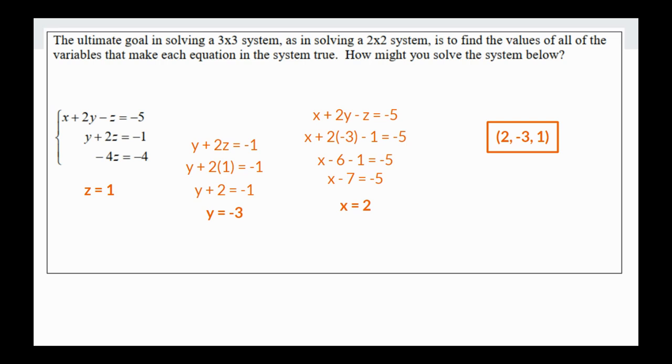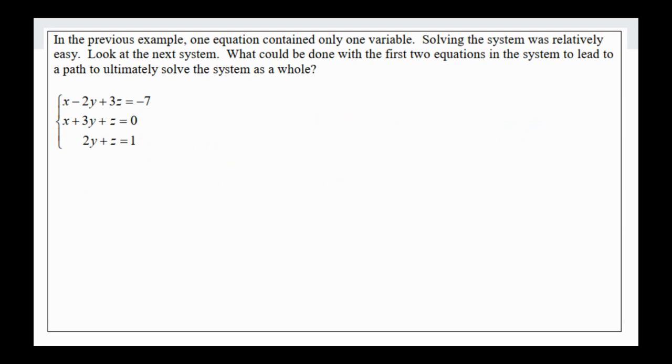All right, are we good? We're about to up the ante a little bit. Okay, so that one was really easy because one equation just had one variable. So solving the system was relatively easy, and then we want to look at this one. Is this one quite as easy as the last one? Sadly, it's not.